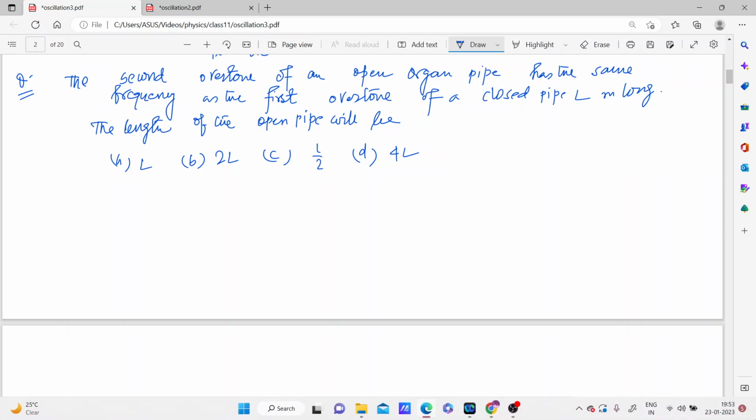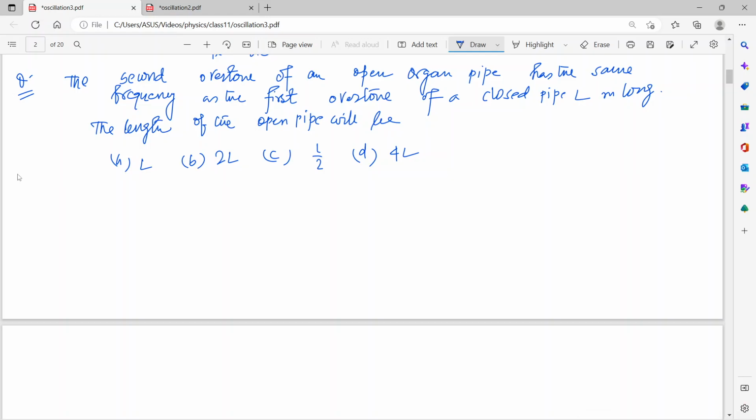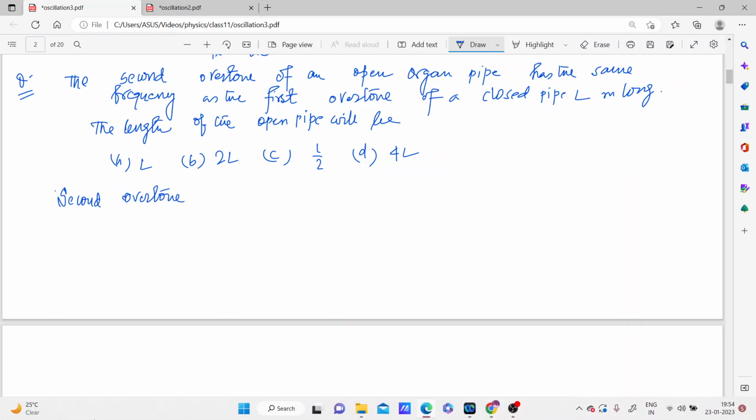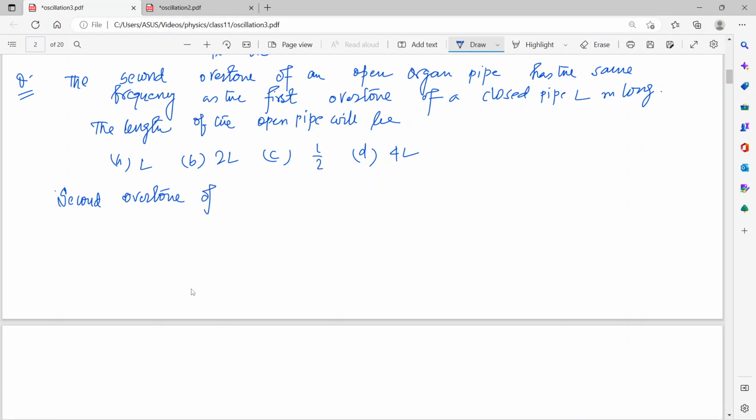What we know is that the second overtone of an open pipe is equal to the third harmonic. If you see the notes, you will find this is 3V by 2L prime, right? 3V by 2L prime.